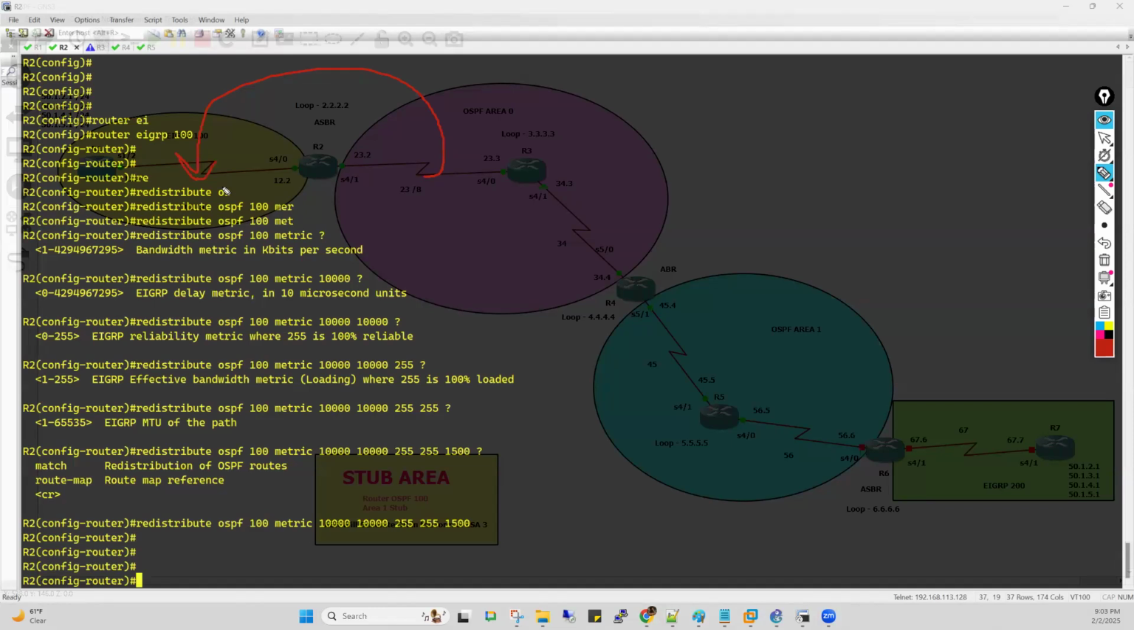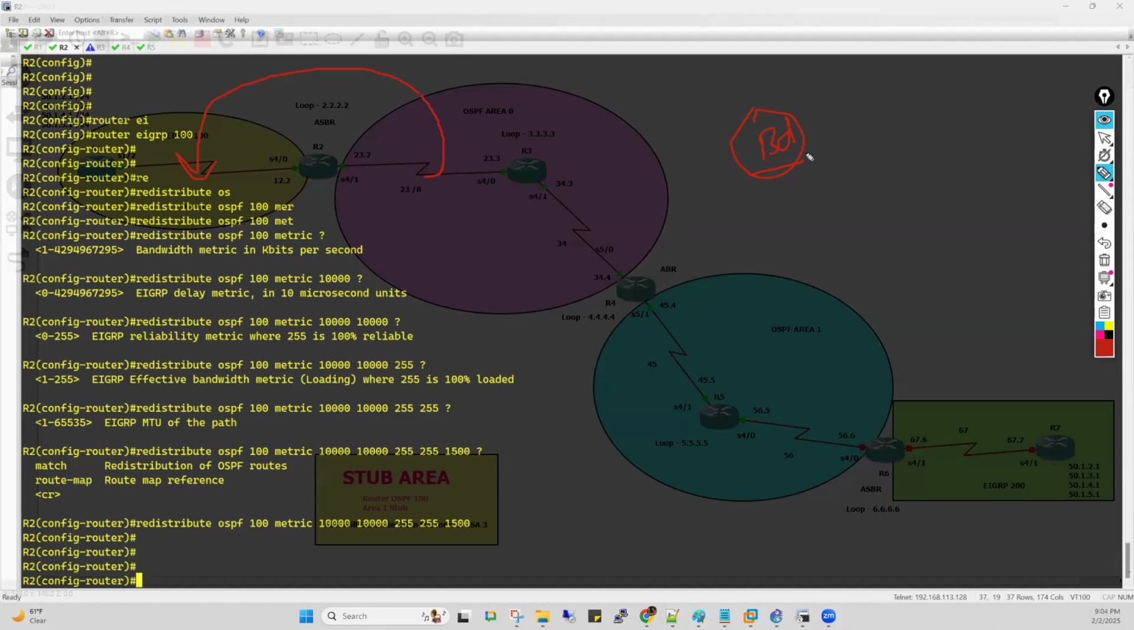No, I'm not talking about the metric value, I'm talking about the metric calculation method. For example, what is the formula to calculate the metric in OSPF? When you check the formula, you get that we are using reference bandwidth divided by link bandwidth, correct?